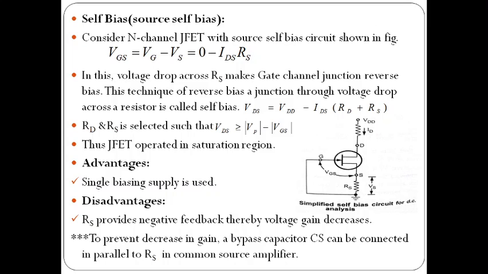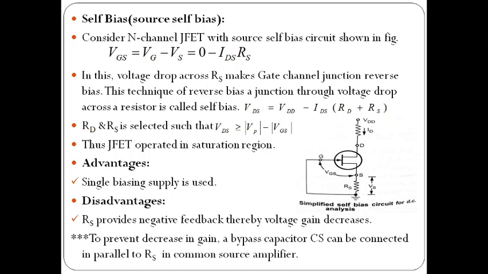We can write it equals the drain current passing through the source resistance, minus IDS into RS. This voltage drop across RS makes the gate channel junction reverse biased. This technique of reverse biasing a junction through the voltage drop across a resistor is called self bias. So whatever the voltage drop across the source resistor, that voltage drop puts the channel junction in reverse bias.